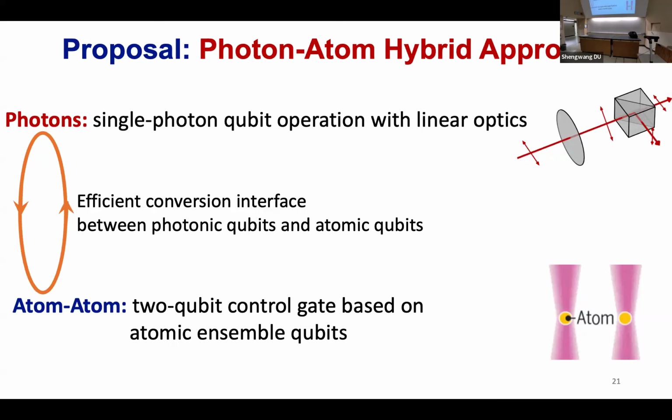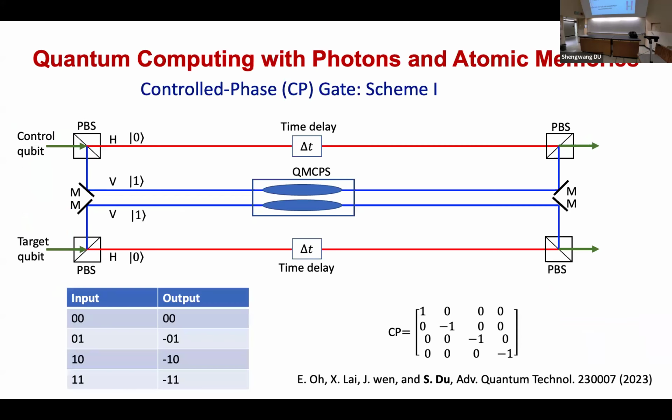So the idea is that if you want to do a two-qubit gate operation, we convert the photon into the atom. This atom I show is many atoms. Then atom to atom, you can have some gate operation. So we use the single photon for single qubit operation. Then if you need a two-qubit operation, convert into the atom. If we can make this happen, we can realize my proposal of the experimental quantum computer.